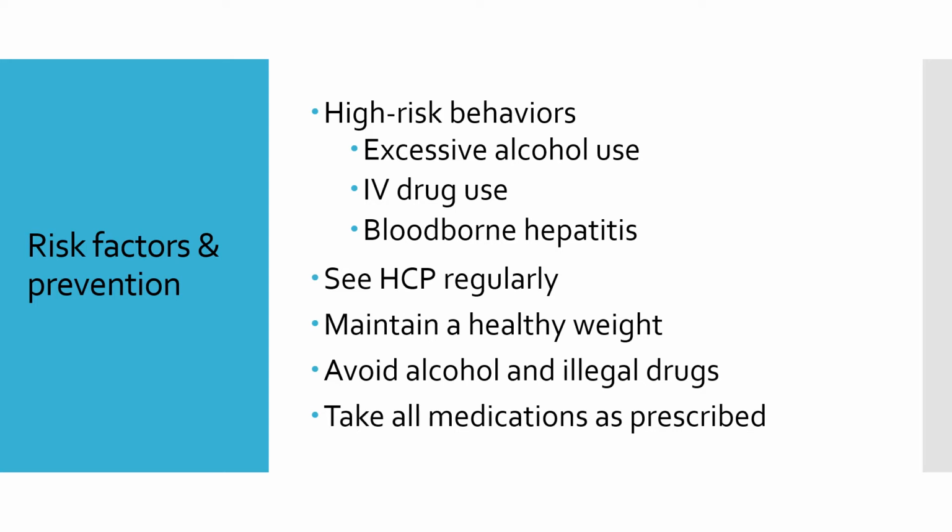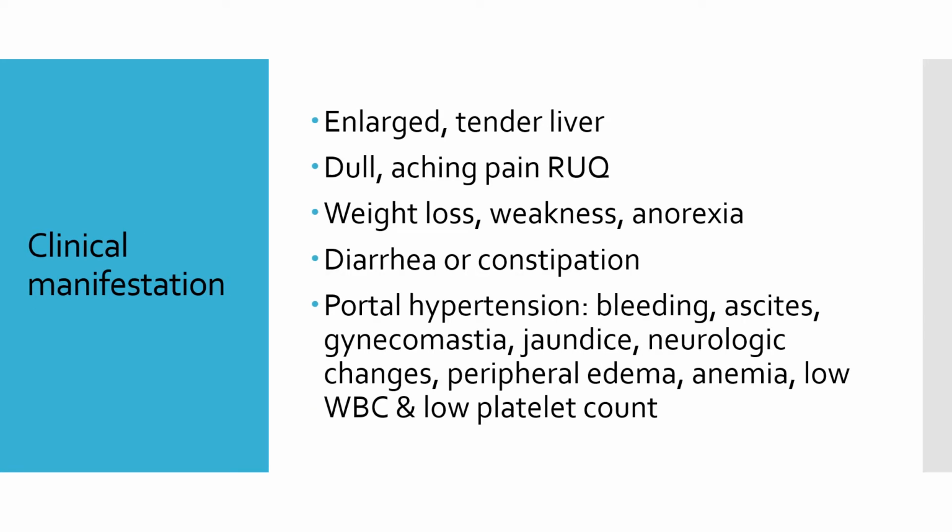Risk factors and prevention: high-risk behaviors we talked about a few minutes ago are excessive alcohol use, IV drug use, and blood-borne hepatitis, like hepatitis B and C. To help prevent it, we want to make sure that they're seeing their healthcare provider regularly, maintaining a healthy weight, avoiding alcohol and illegal drugs, and taking all medications as prescribed.